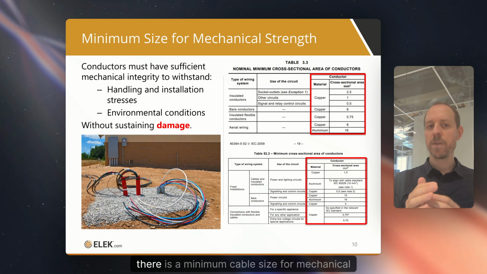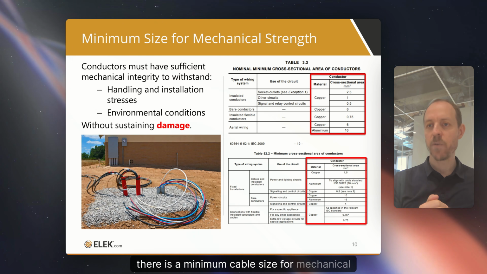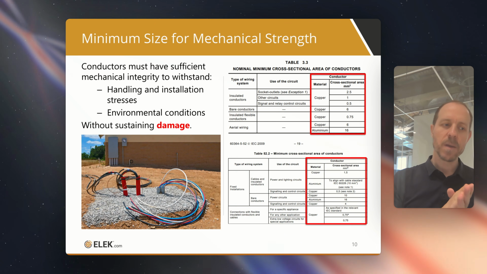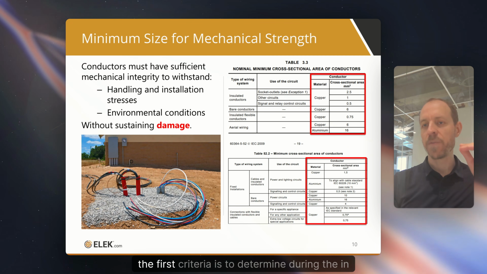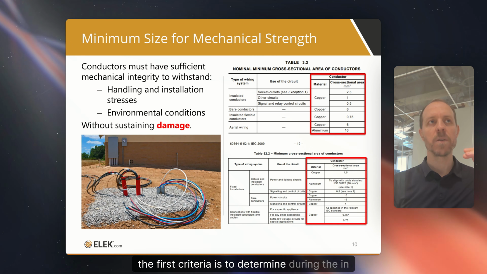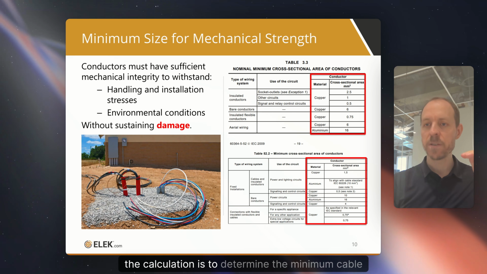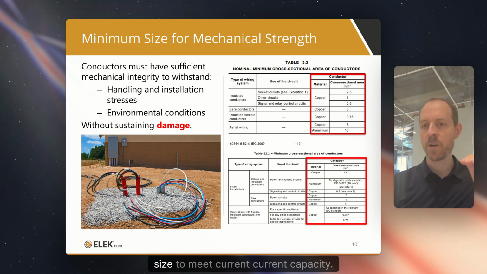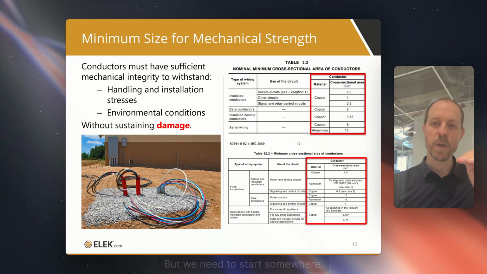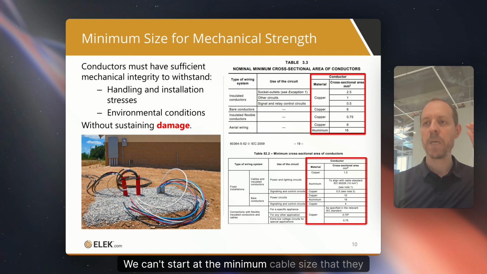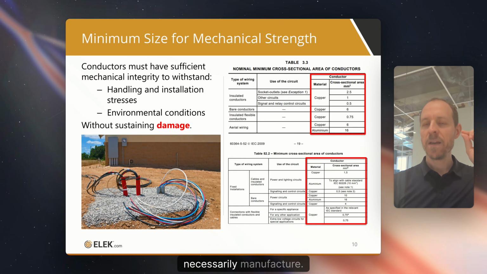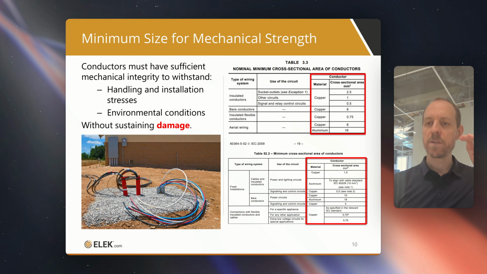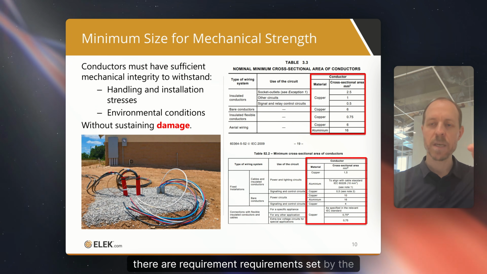So actually there's a minimum cable size for mechanical strength. The first step, the first criterion in the calculation, is to determine the minimum cable size to meet current capacity. But we need to start somewhere. We can't start at the minimum cable size that they necessarily manufacture. For power cables, there are requirements set by the standards.